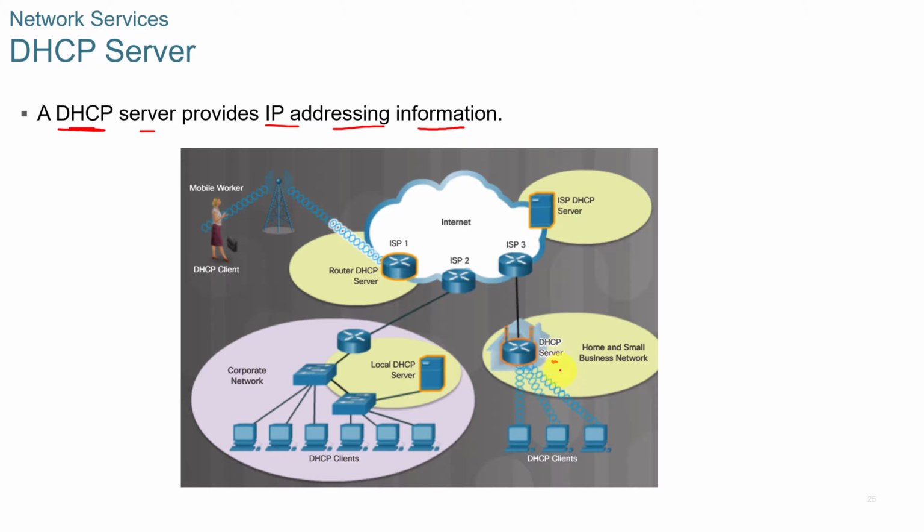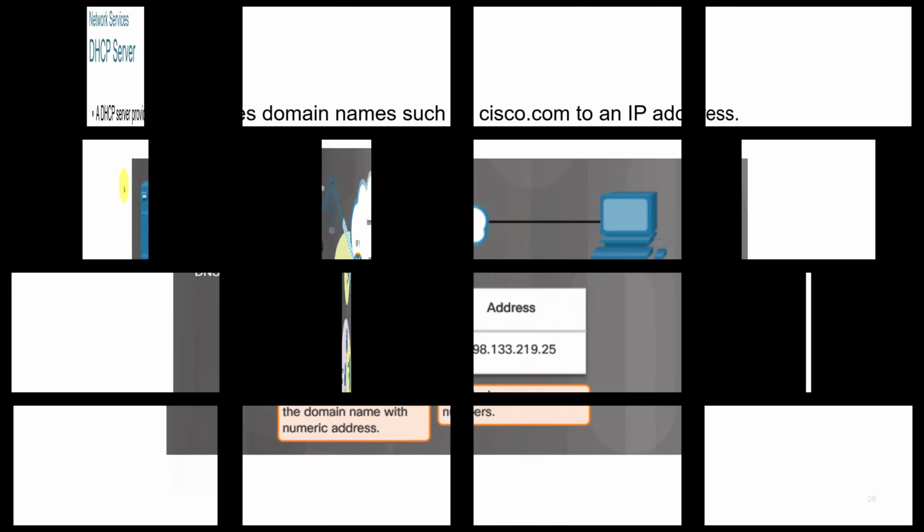When you need IP addresses and you don't want to give them out statically, it creates a pool of IP addresses, and then when devices connect, it gives them an IP address so that they can connect to the network.